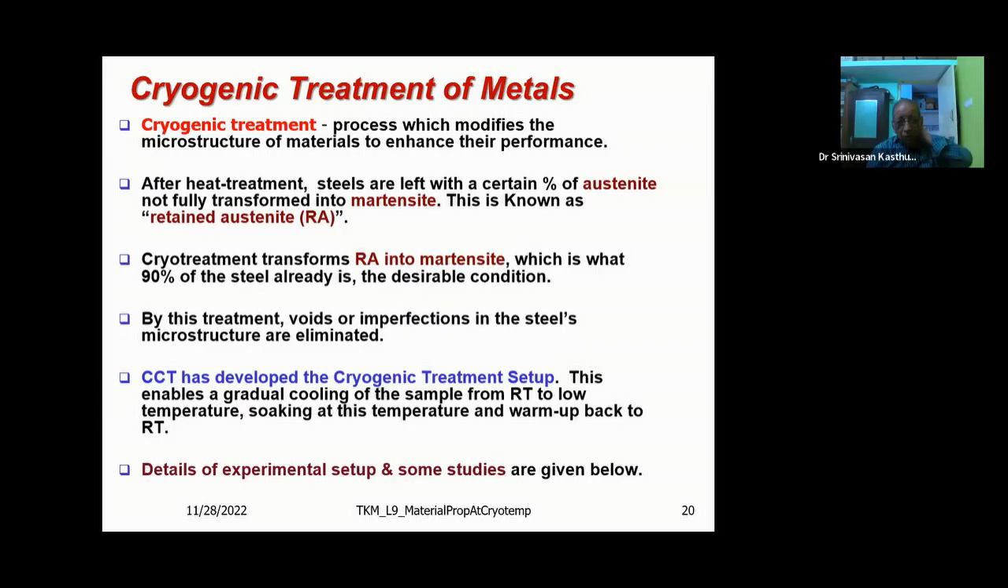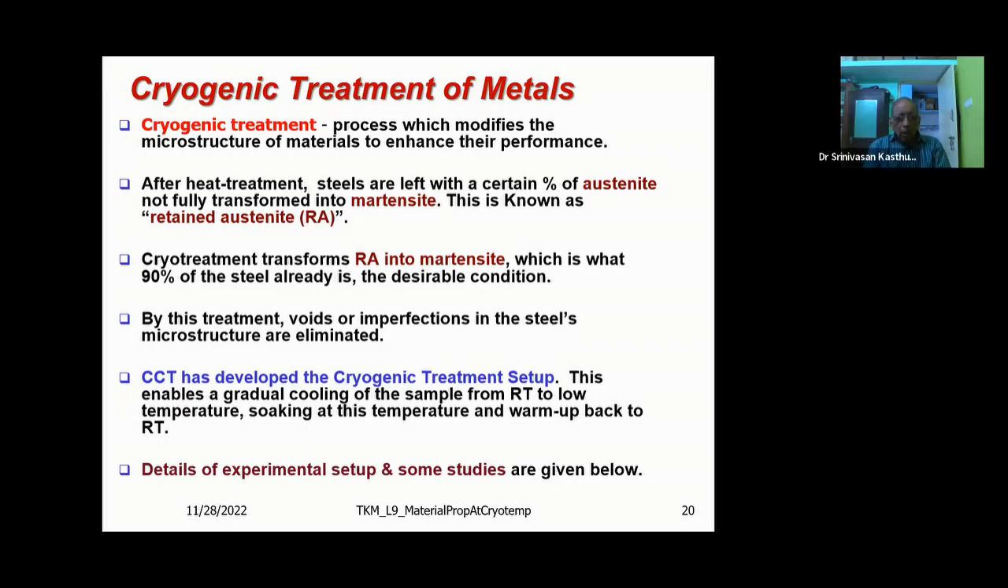Okay, what happens is normally if you take steels, normally after the heat treatment, steels are left with a certain percentage of austenite. But this is not transformed to martensite. Some amount of residual austenite exists, okay, and it is not 100% converted to martensite. Martensite is really a very strong component compared to austenite. Now, this residual austenite is called retained austenite or residual austenite, RA.